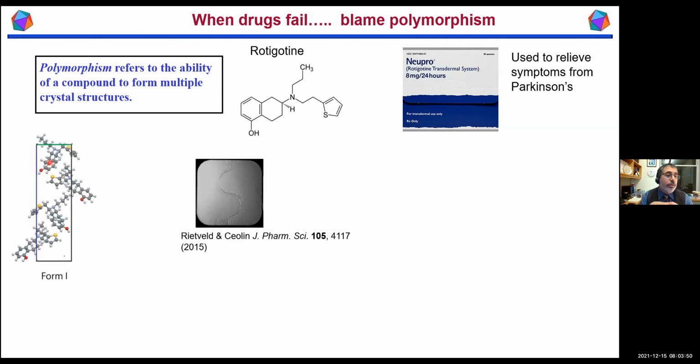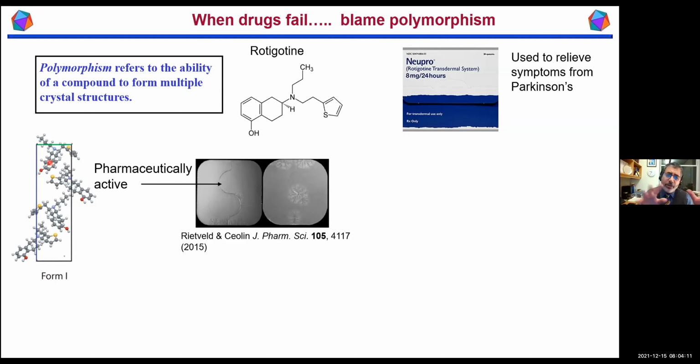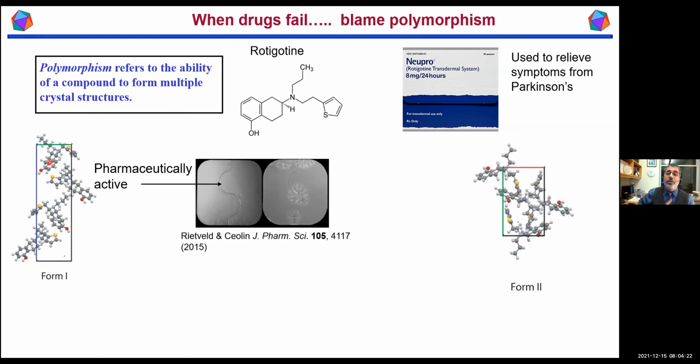Now, in the case of rotigotine, the pharmaceutically active crystal form is this one that you see on the left. This is now known as form 1. And it was used to make these Neupro patches. But it turns out that if you let these patches sit around, you actually start to see these snowflake-like patterns appear on them. And this is signifying that you actually have another crystalline form appearing. This is now called form 2, all right?